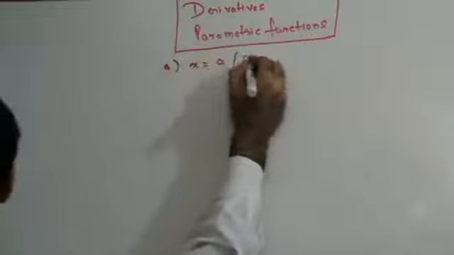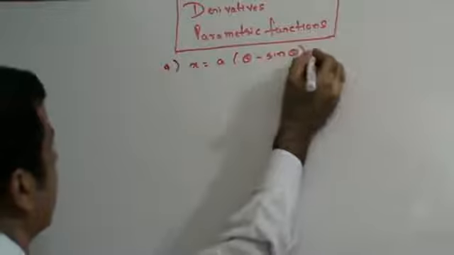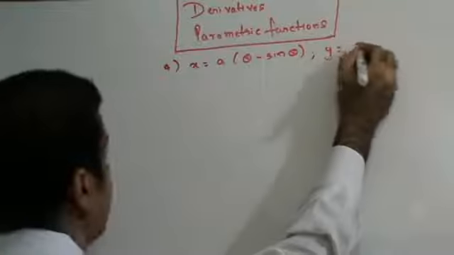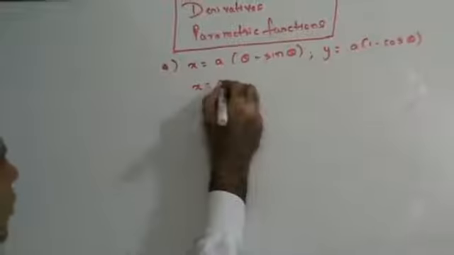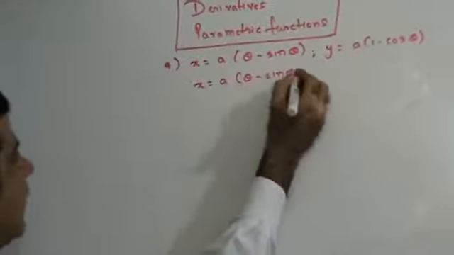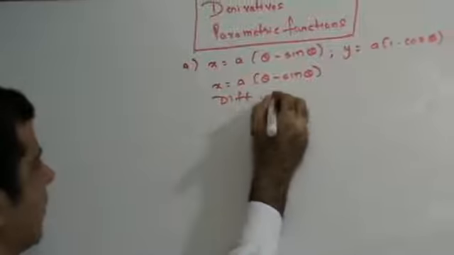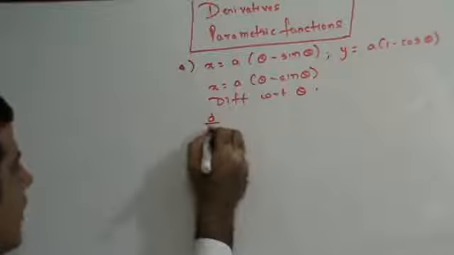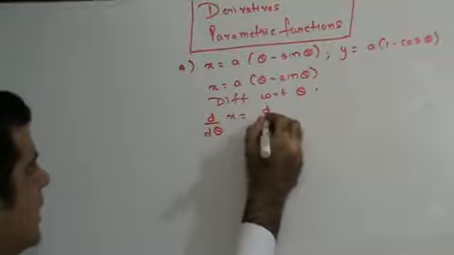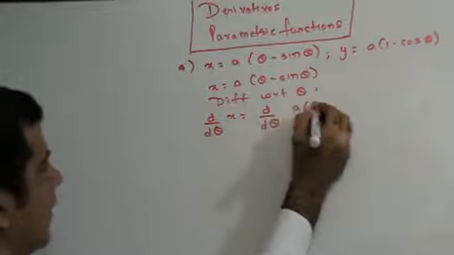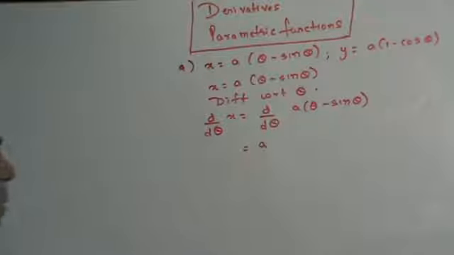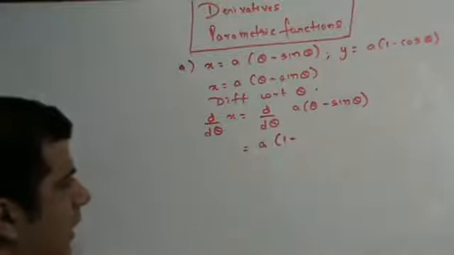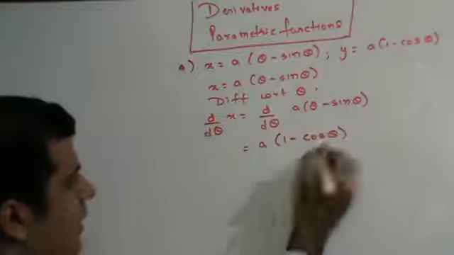x is equal to a theta minus sin theta, y is equal to a 1 minus cos theta. You have to find out dy by dx. Let's see this. x is equal to a theta minus sin theta. Differentiate with respect to theta. So you will get d by d theta of x is d by d theta of a theta minus sin theta. a is constant, comes out as it is. d by d theta of theta is 1. d by d theta of sin theta is cos theta.